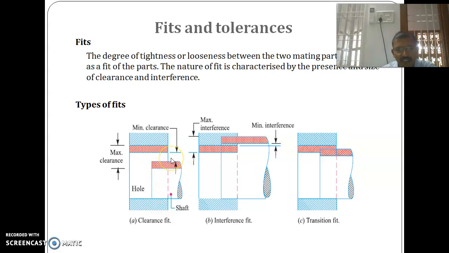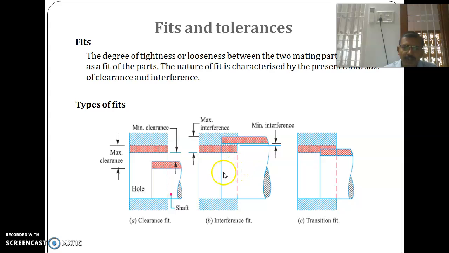This clearance is called the minimum clearance. The maximum clearance is the maximum size of the hole minus the minimum size of the shaft. This is the maximum clearance. The minimum clearance is the difference between the minimum size of the hole and the maximum size of the shaft. So this is about the clearance fit.